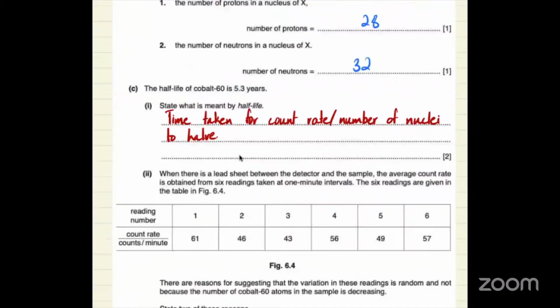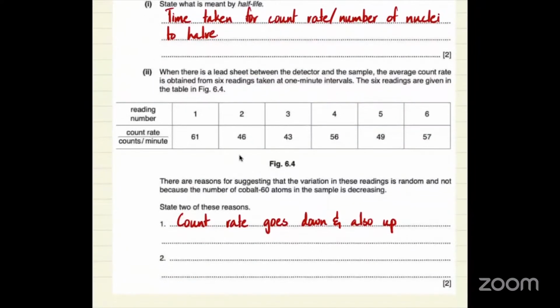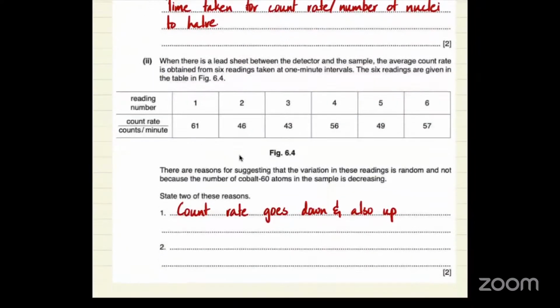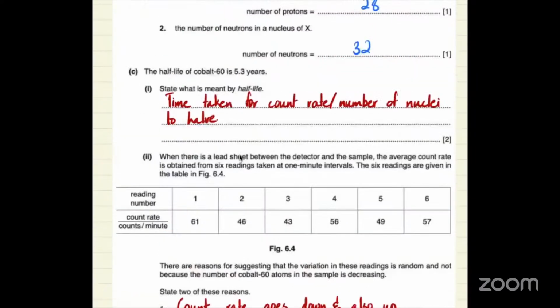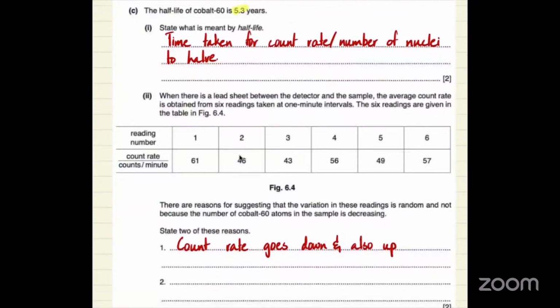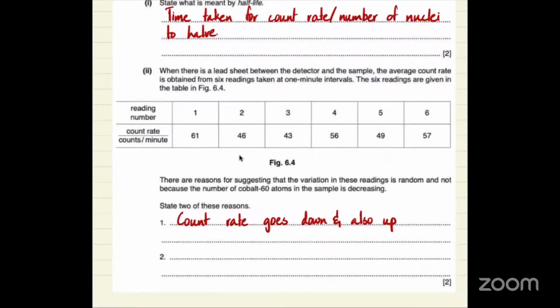Nuclear physics is very much coming in the middle. All right, and apart from this, if you look at this, it is 5.3 years, right? So this is the time it takes for the activity, basically the count rate of the cobalt, to halve. So you know that this half-life is way too big for this to be happening in 1 minute intervals, right?